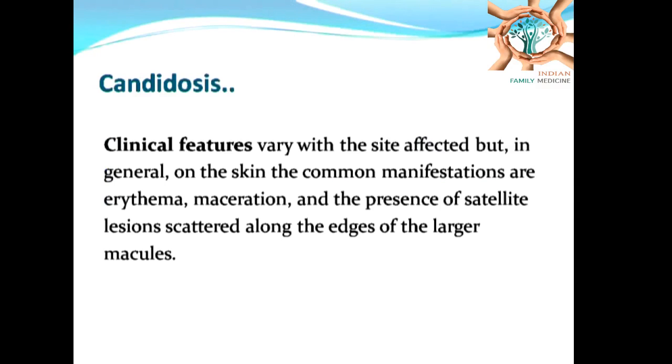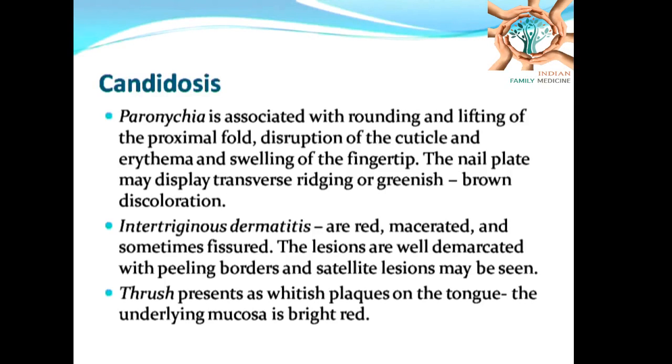Now, the clinical features of this condition vary with the site affected, but in general, on the skin, the common manifestations are erythema, maceration, and the presence of satellite lesions scattered along the edges of the larger macules. Paronychia is associated with rounding and lifting of the proximal nail fold, disruption of the cuticle, and erythema and swelling. The nail plate may display transverse ridging or greenish-brown discoloration.